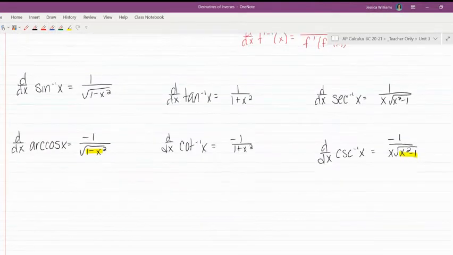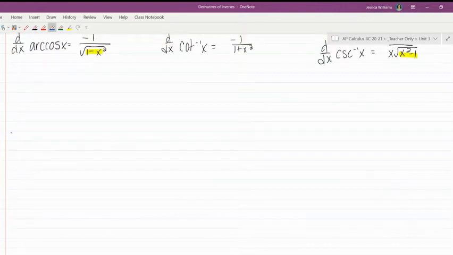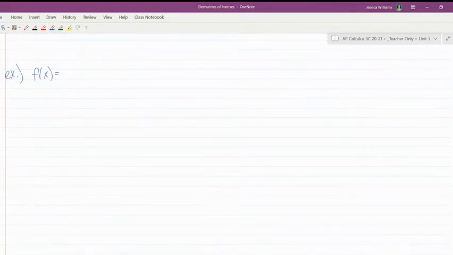All right, so there, pause, write them down. 5, 4, 3, 2, 1. And here's some examples. Because nobody's ever just going to ask you to take the derivative of an inverse tangent. It's always going to be mixed up with something else. So let's write a couple really fun functions, like e to the x times inverse cosine.